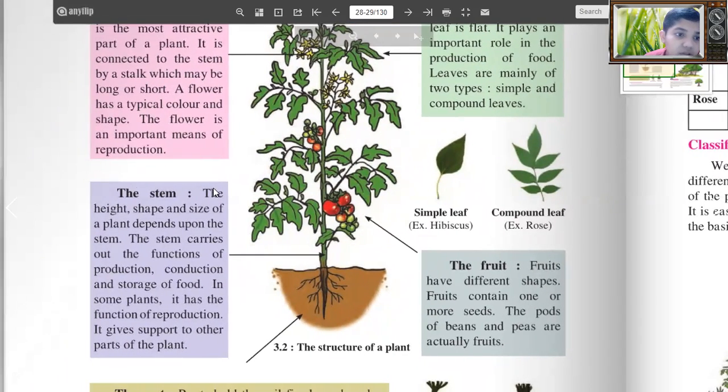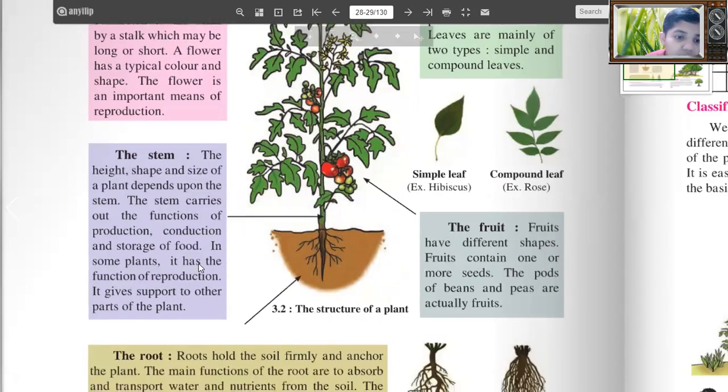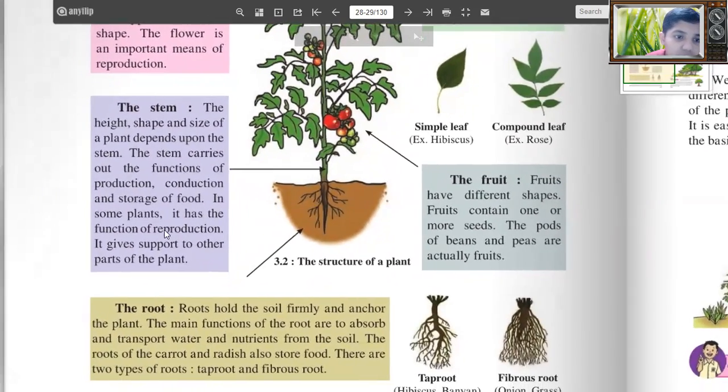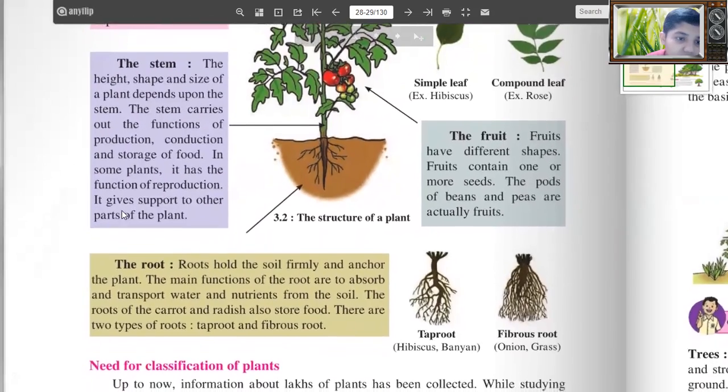The stem. The height, shape, and size of a plant depend upon the stem. The stem carries out the functions of production, conduction, and storage of food. In some plants, it has the function of reproduction. It gives support to the parts of the plant.